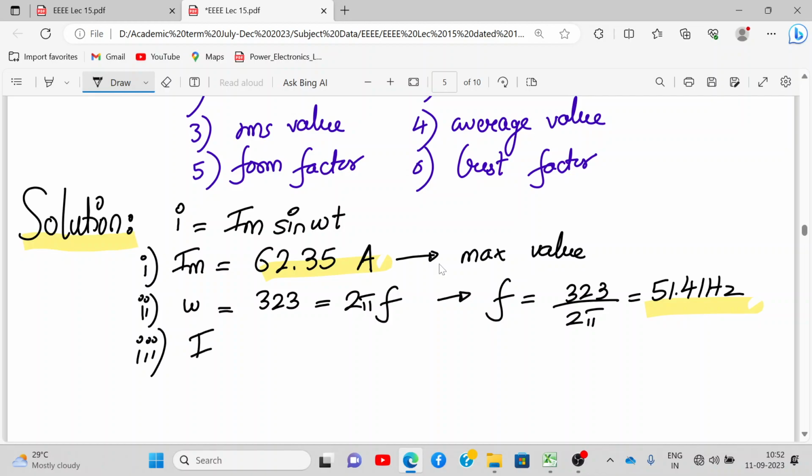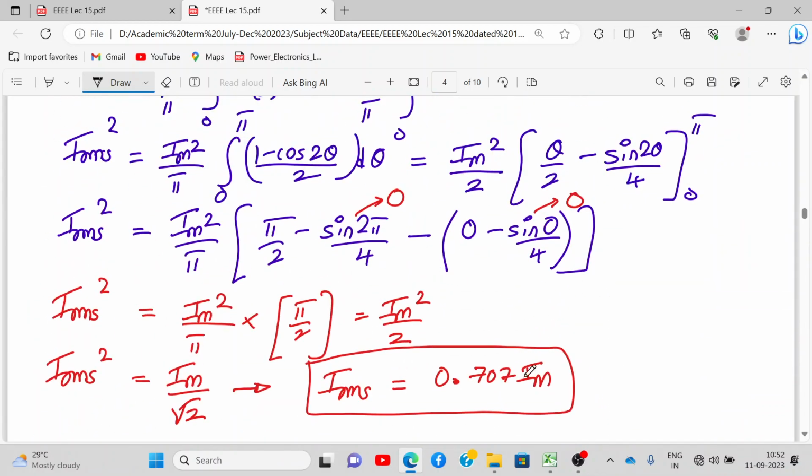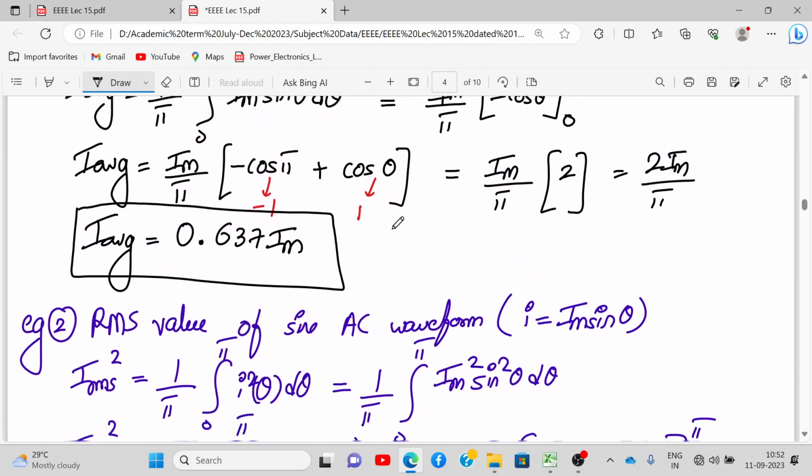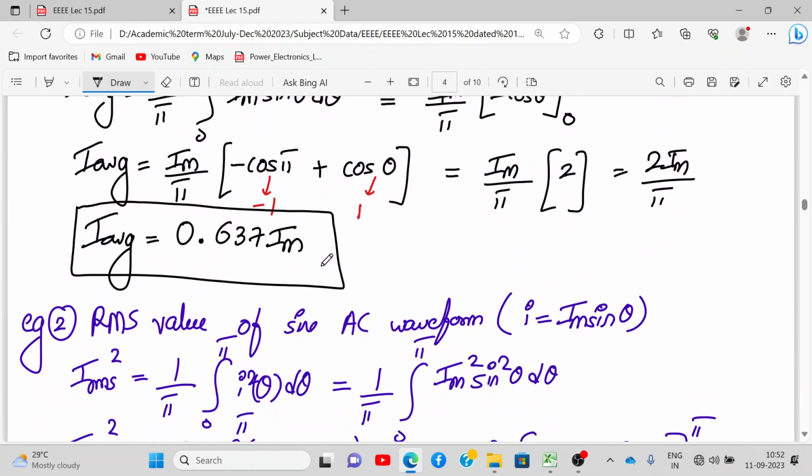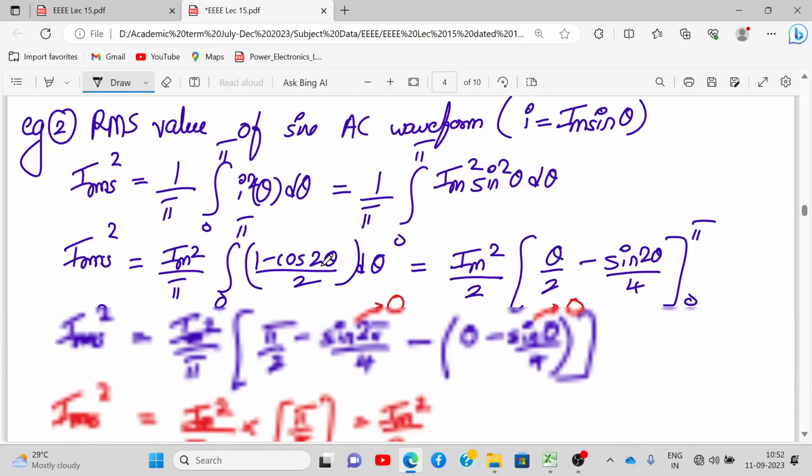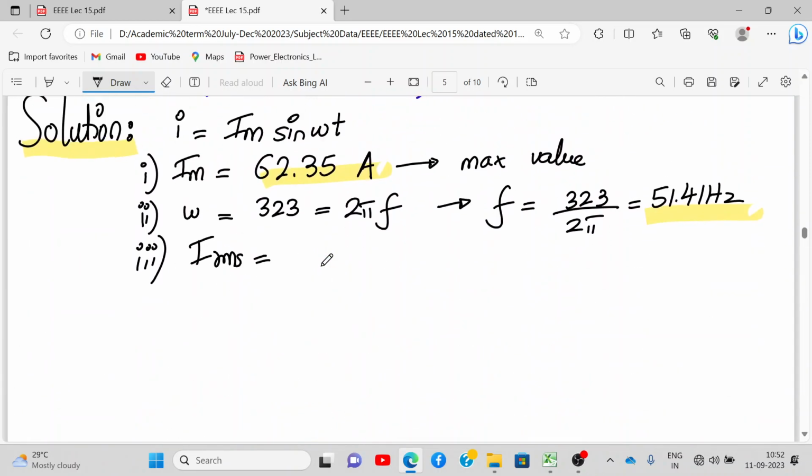Okay, let's see, tell me what is the RMS value? So you tell me, what is the RMS value? It is Im by root 2. And what is the average value? I average value is 0.637 Im. These are formulas which you need to remember. That's why we solved it. Got it? So write down directly IRMS is Im by root 2. That's why we can directly write now.